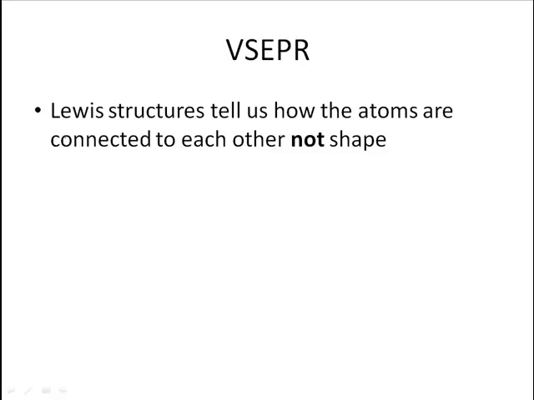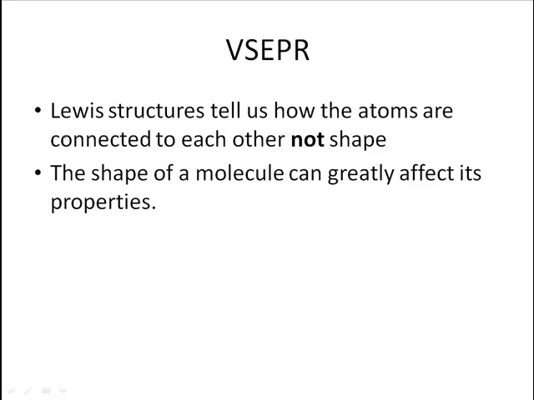Now, the Lewis structures can tell us how the atoms are connected, but not their shape. So it never tells us the shape unless we're really lucky and we just draw it that way. The shape of a molecule can greatly affect its properties. Okay? Molecules and their different shapes.